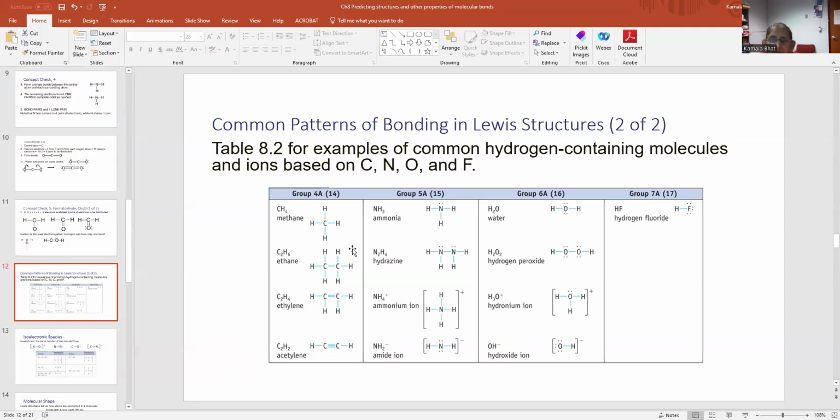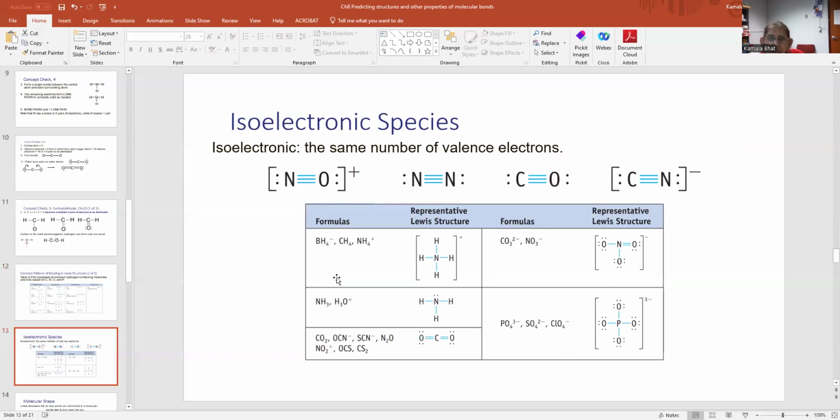And you can see the common patterns of bonding in the Lewis structures in the chart below. This chart is also available in the actual documents, and how to draw it. So now, isoelectronic species: you need to know there are species which have the same number of electrons, and it can be a cation or a neutral molecule. You can see the geometry over here. In the case of nitrogen molecule and carbon monoxide molecule, the geometry is linear, 180 degrees.